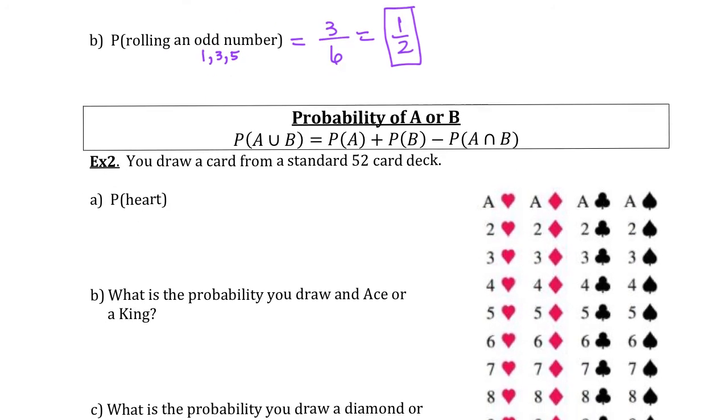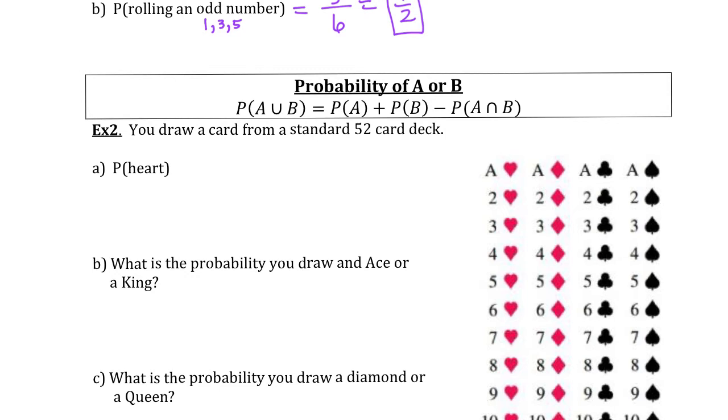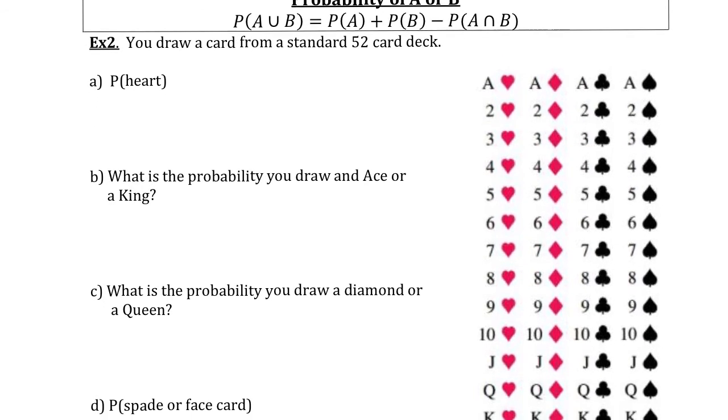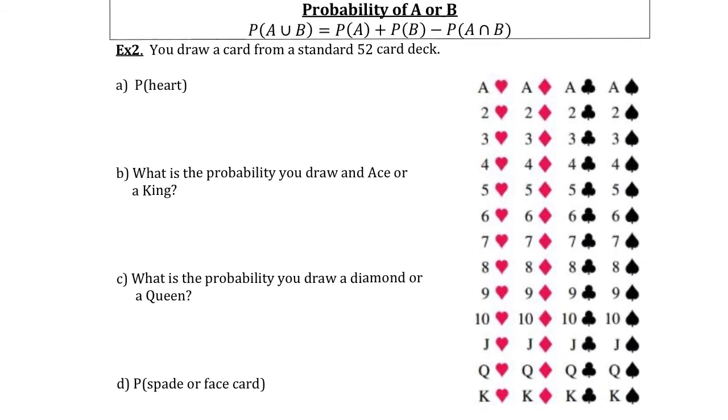Now let's consider the probability of A or B. This symbol means or. So the probability of A or B happening is the probability of A happening plus the probability of B happening, and then you minus the probability of A intersecting B. So you minus the repeats. For an example, we're going to use the deck of cards.